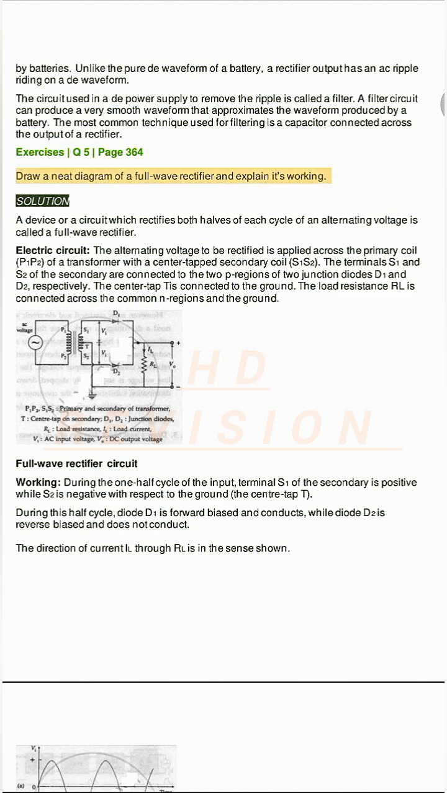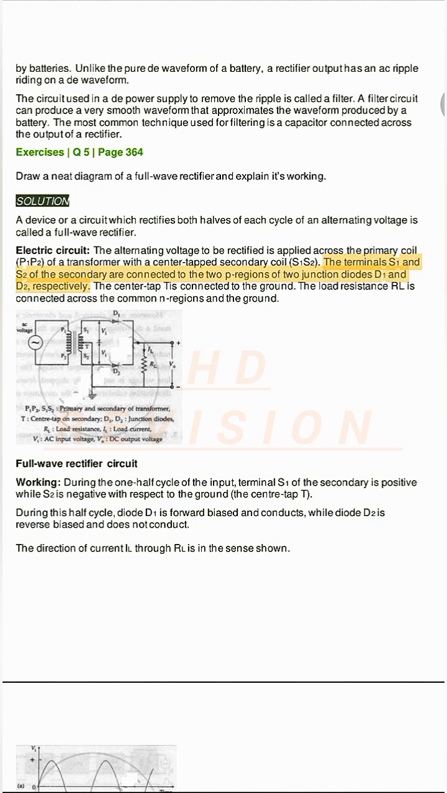Exercises Q5, page 364. Draw a neat diagram of a full-wave rectifier and explain its working. Solution. A device or a circuit which rectifies both halves of each cycle of an alternating voltage is called a full-wave rectifier. Electric circuit. The alternating voltage to be rectified is applied across the primary coil P1-P2 of a transformer with a center tapped secondary coil S1 S2.